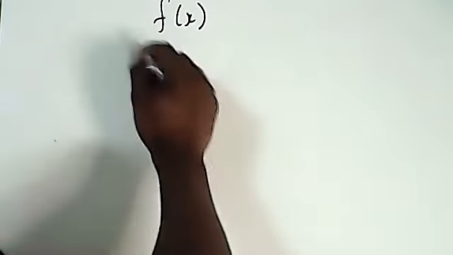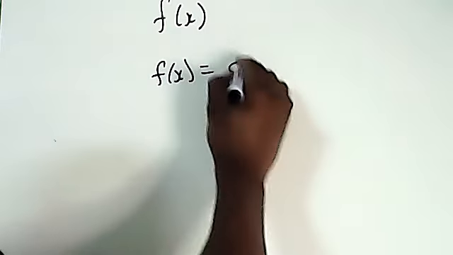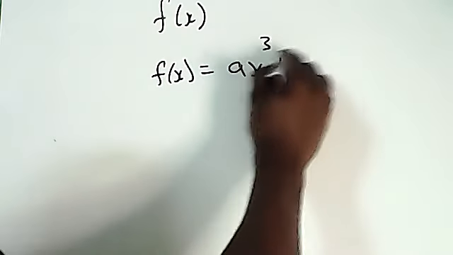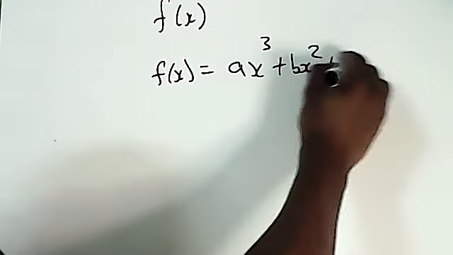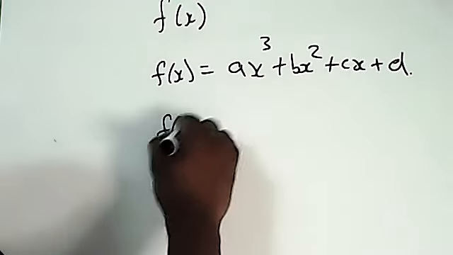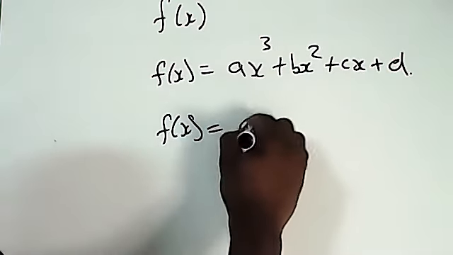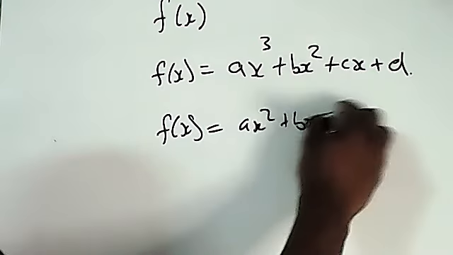So for your cubic function, what you have to know is that the general formula of the cubic function is like this. Let me write it here. It's ax cubed plus bx squared plus cx plus d. This is the general formula for a cubic function. We know about the quadratic function, which was ax squared plus bx plus c.